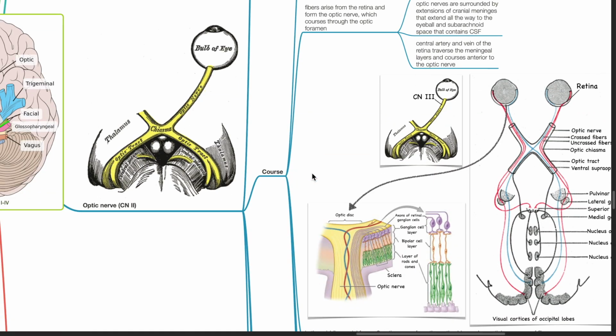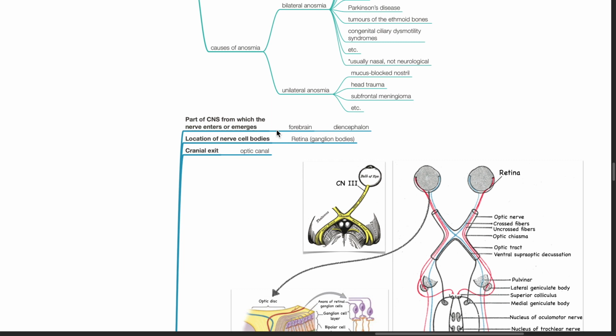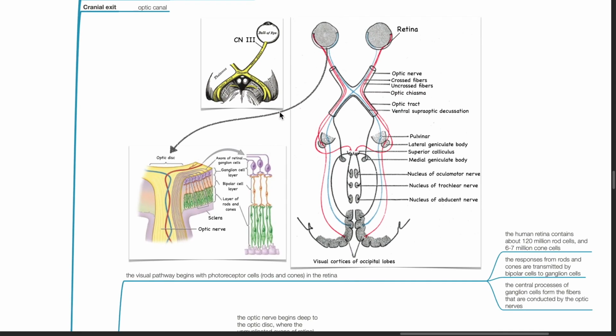The optic nerve, cranial nerve 2. The optic nerve arises from the forebrain or the diencephalon. Its nerve cell bodies are located in the retina. It exits the cranium via the optic canal.